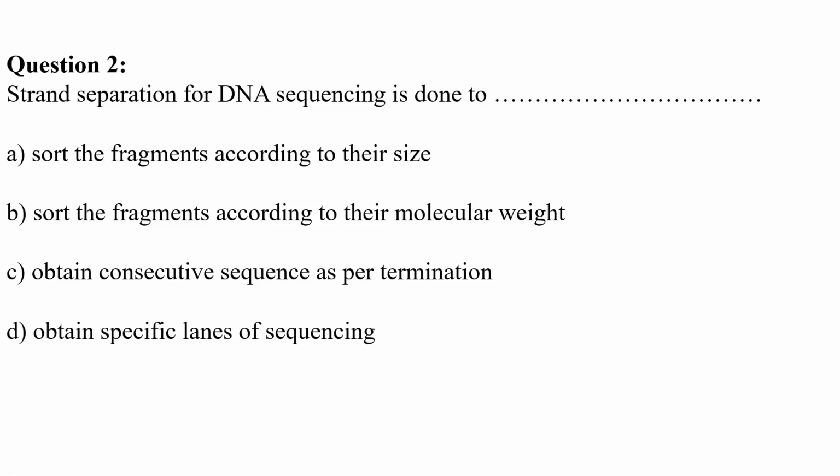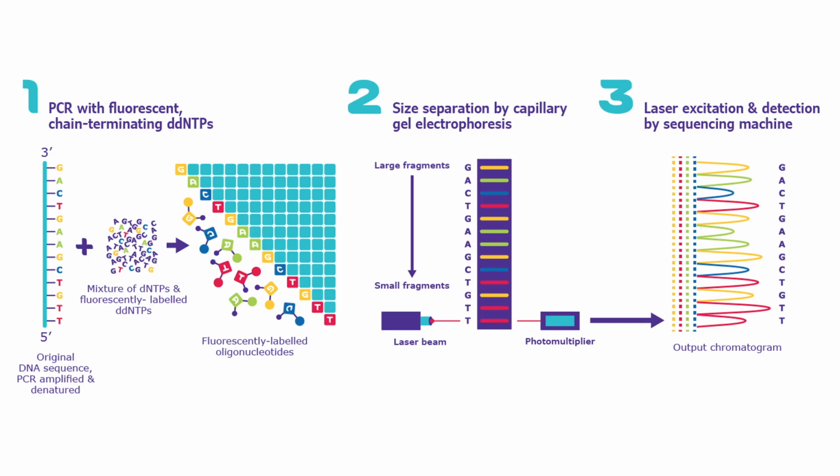So we are doing the strand separation by gel electrophoresis, where we are separating the fragments based on their sizes, but we are doing so to obtain the consecutive sequence as per the termination. Wherever the termination happens, that would be the fragment size, and based on the size the separation will occur, and we can actually deduce the sequence.